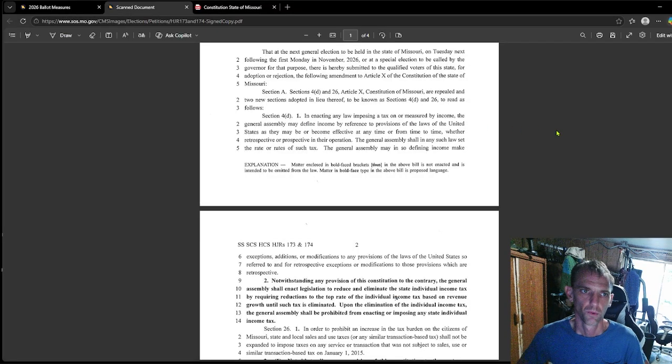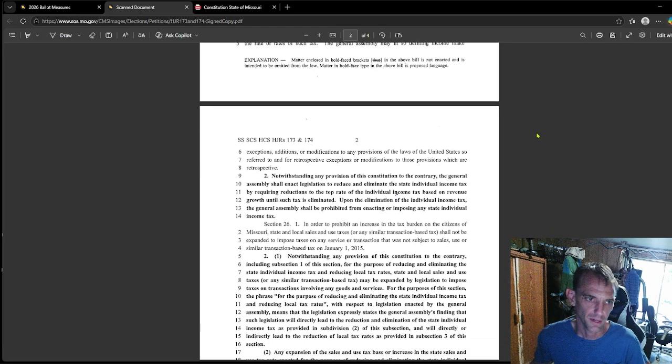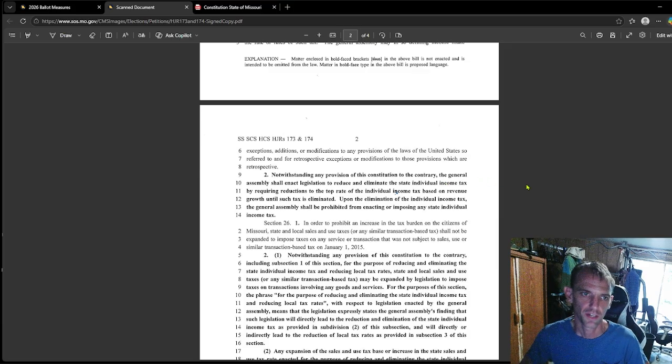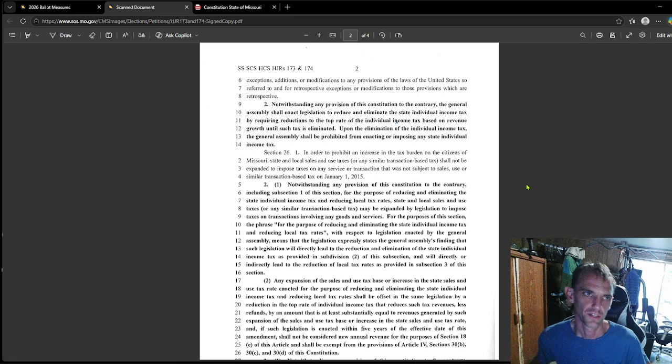Section 4. 1. In enacting any law imposing a tax on or measure by income, the General Assembly may define income by reference to provisions of the laws of the United States as they may be or become effective at any time or from time to time, whether retrospective or prospective, in their operation. The General Assembly shall, in any such law, set the rate or rates of such tax. The General Assembly may, in so defining income, make exceptions, additions, or modifications to any provisions of the laws of the United States so referred to, and for retrospective exceptions or modifications to those provisions which are retrospective.